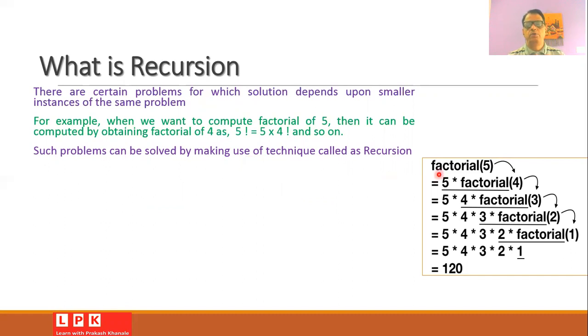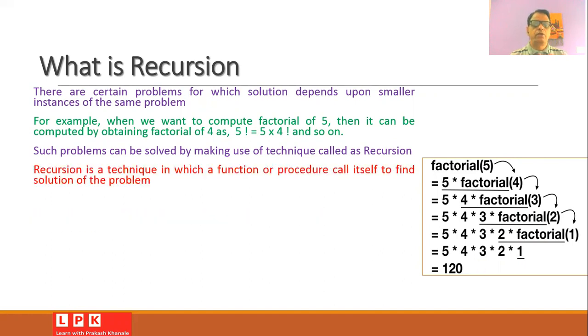So as shown in this window, suppose we want to compute the factorial of 5, then it is defined as 5 into factorial of 4. But factorial of 4 can be determined by using 4 into factorial of 3. Factorial of 3 can be computed by using 3 into factorial of 2. Factorial of 2 can be computed by using 2 into factorial of 1. And we know that factorial of 1 is 1, and therefore ultimately when we compute 5 into 4 into 3 into 2 into 1, we get the result of factorial of 5.